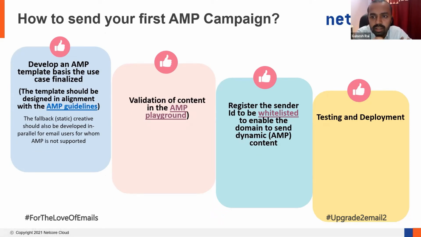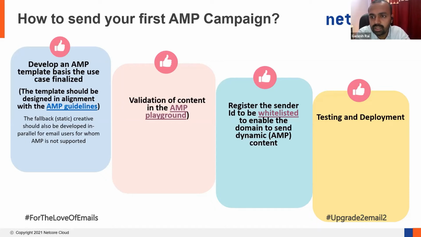Now, the third step here is something that we don't have to do for our regular campaign, where we have to get a sender ID whitelisted with Google and Yahoo. Since AMP is a new technology, Google has been maintaining some control over who gets to send out AMP campaigns. So if you want to get started, you first have to draft an AMP creative and a fallback creative.